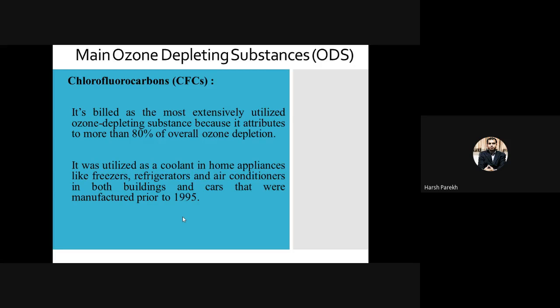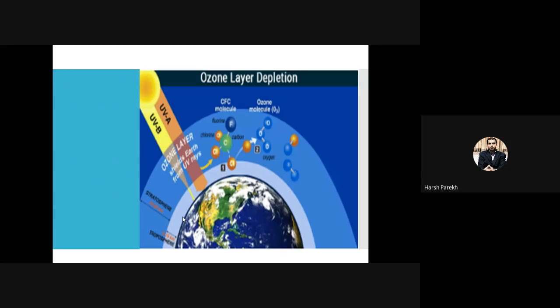It was utilized as a coolant in home appliances like freezers, refrigerators, and air conditioning in both buildings and cars, and these were manufactured prior to 1995. After 1995 a revolution took place. People came to know that this is a very dangerous gas, and they stopped using it in some appliances in some countries. But after a few years, a treaty was made with the entire world that they will not use CFC gas in appliances.